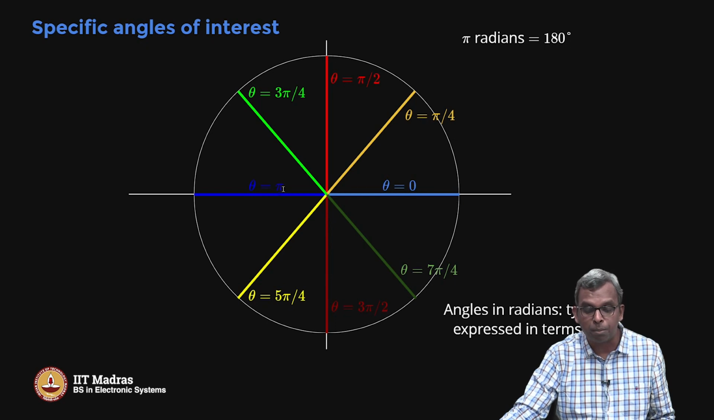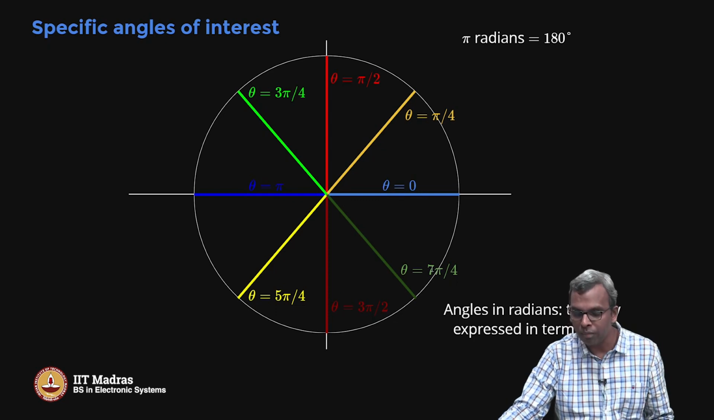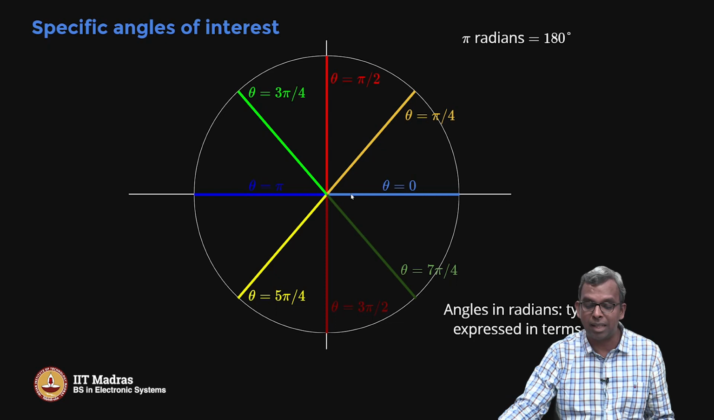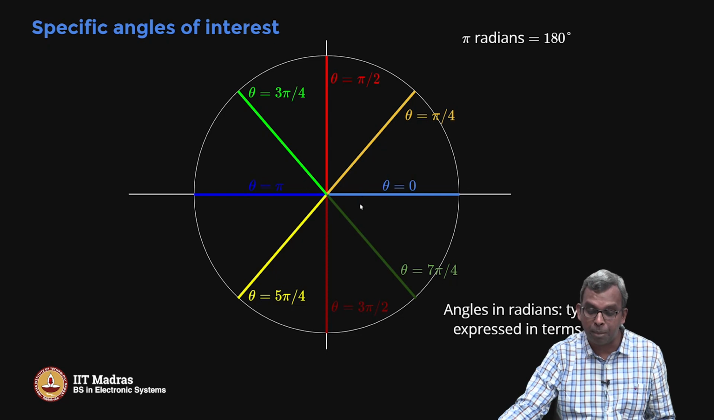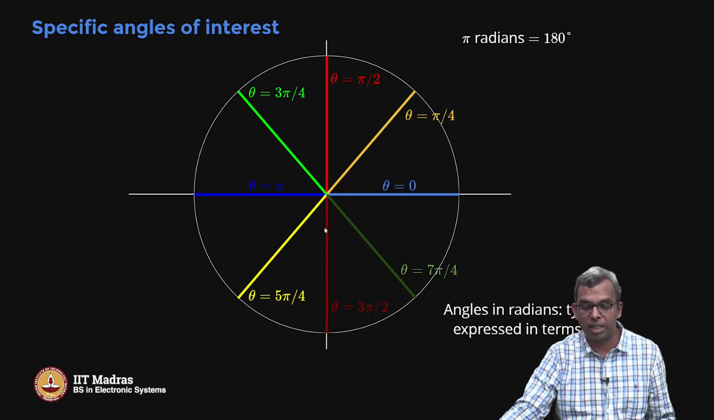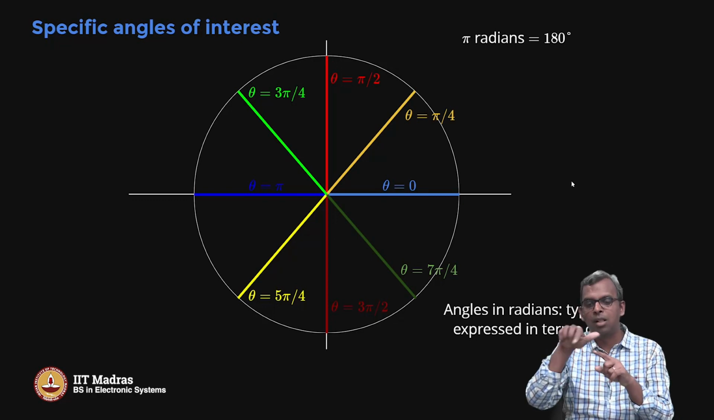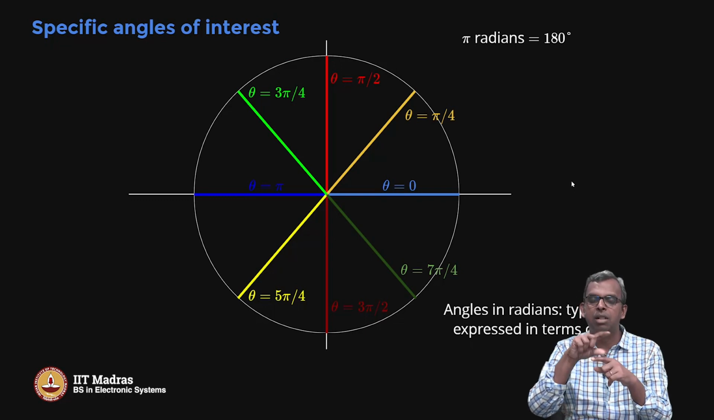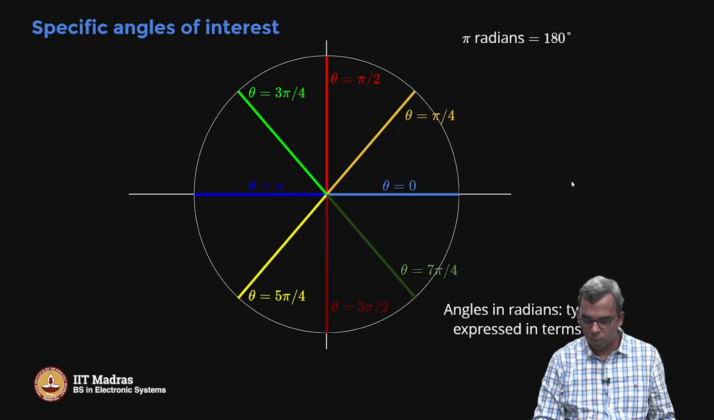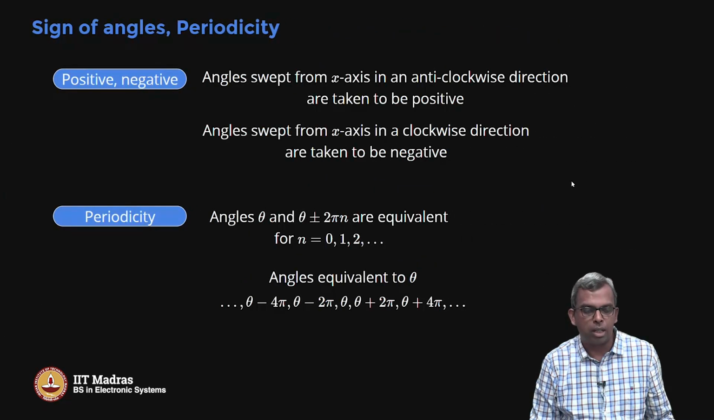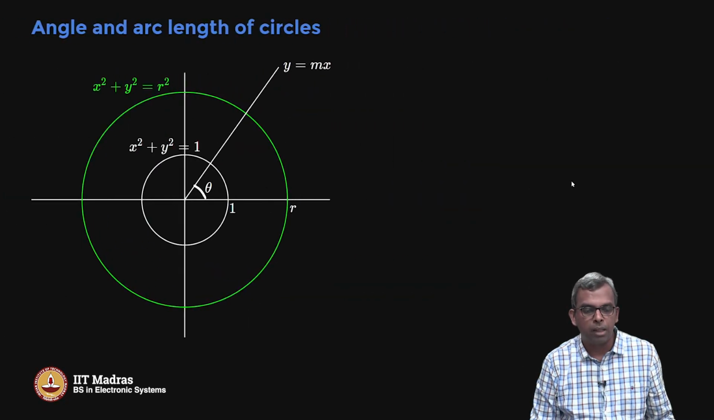In fact, pi and minus pi are the same angle. You go this way pi or this way minus pi, you get the same angle. So you have to be watching out for that. 7 pi by 4 in this way is the same as minus pi by 4 in this way. 3 pi by 2 in the anti-clockwise direction is the same as minus pi by 2 going in the clockwise direction. So the same angle you can get two ways. You can rotate anti-clockwise or clockwise. If you do anti-clockwise, you get positive. If clockwise, we usually say it's negative. That's about positive, negative angles and periodicity.